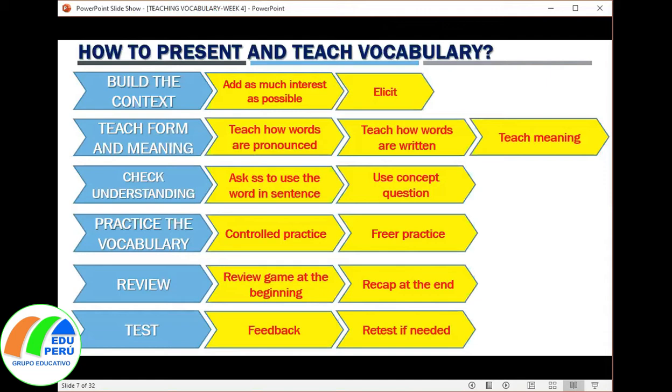Then you make a review using games or using some activities at the beginning of a class or at the end of the class. No, the beginning as a review and at the end as a recap. Finally, you can make with this a feedback or test or retest if it is needed. Okay, so notice here the different aspects that we are going to talk about when we present and teach vocabulary.